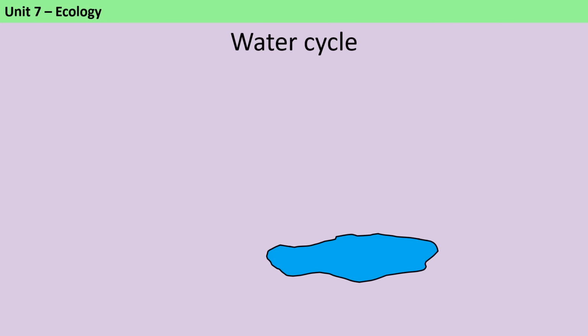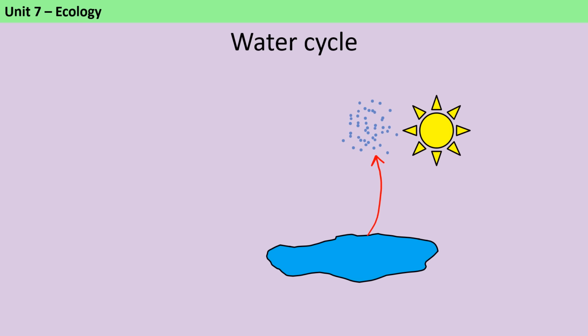Materials are cycled through ecosystems as part of both biotic and abiotic processes. You could be asked about the water cycle, which provides fresh water for animals and plants. The sun's energy causes large bodies of water, such as lakes, to evaporate. This leads to there being water vapour in the atmosphere, which may then condense to form rain clouds. These are responsible for precipitation, or raining, so that water falls down onto the ground.